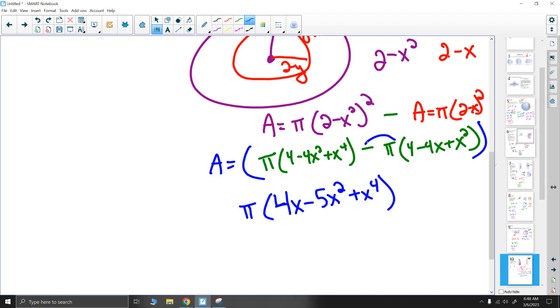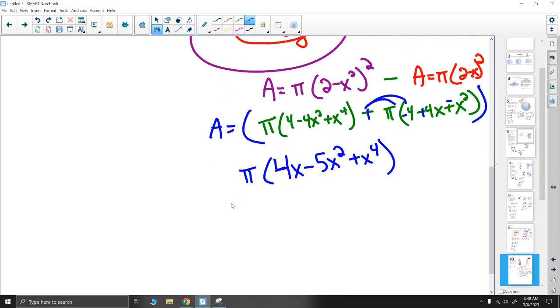Okay, so again, double checking this. That's a negative, that's a positive, that's a negative. So 4 minus 4 is gone. Negative 4x squared minus x squared is negative 5x squared. And we have our x to the fourth. Okay, so just wanted to double check that. So this is our area in terms of x.